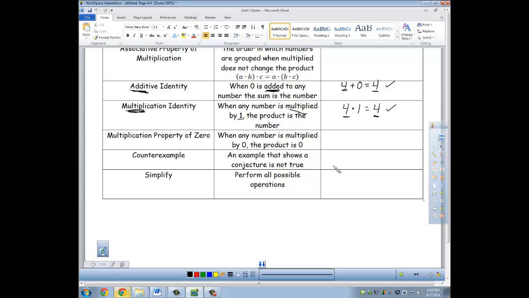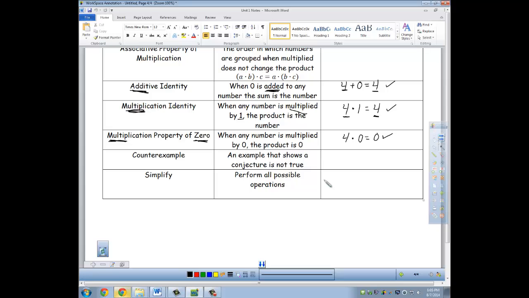The next term is pretty obvious. The multiplication property of 0. So it looks like we're going to multiply something by 0. And that's what it is. When any number is multiplied by 0, the product is 0. Yeah, that makes sense. So 4 times 0, we got 0.